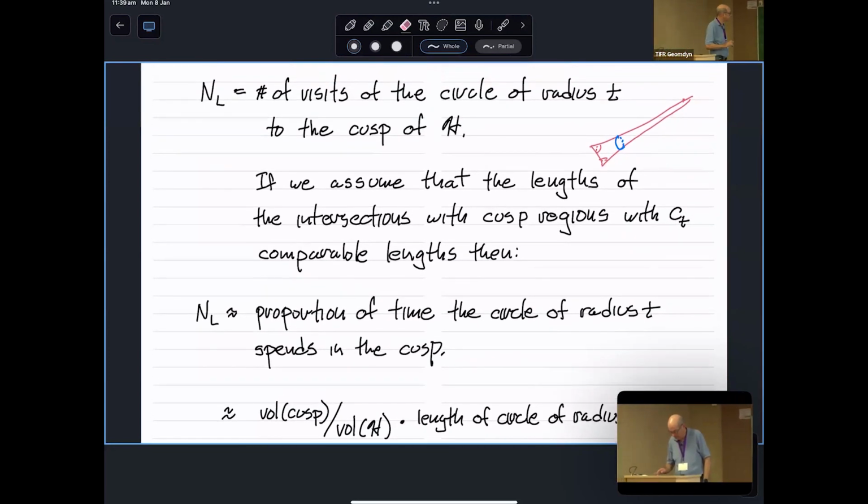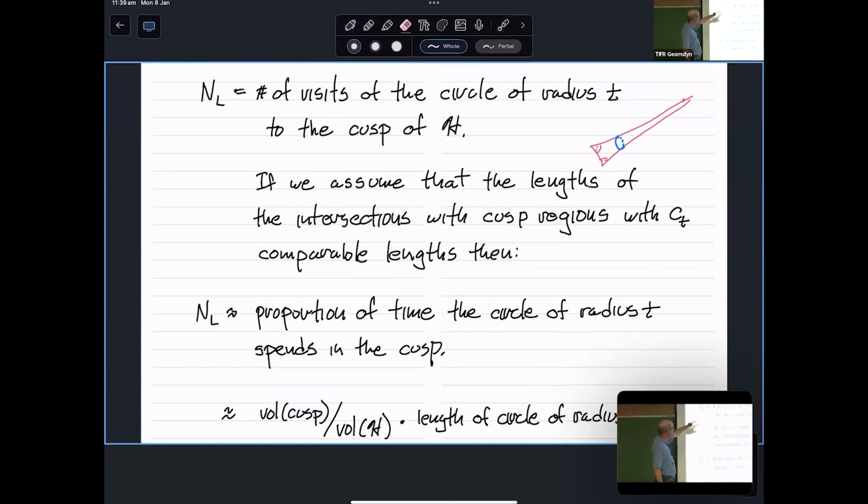Okay, so we'll do some calculations here. I want to calculate the number of visits of this circle C sub t to the cusp. Now, as you can see from the picture, it's manifestly not true that the different visits of this closed circle to the cusp have the same length. But I just want you to pretend that they do. Let's just assume that they are all the same length. Let me do a calculation, then we can discuss my unrealistic assumption later. Let's in fact say that every time we enter the cusp, we spend unit time in that cusp.